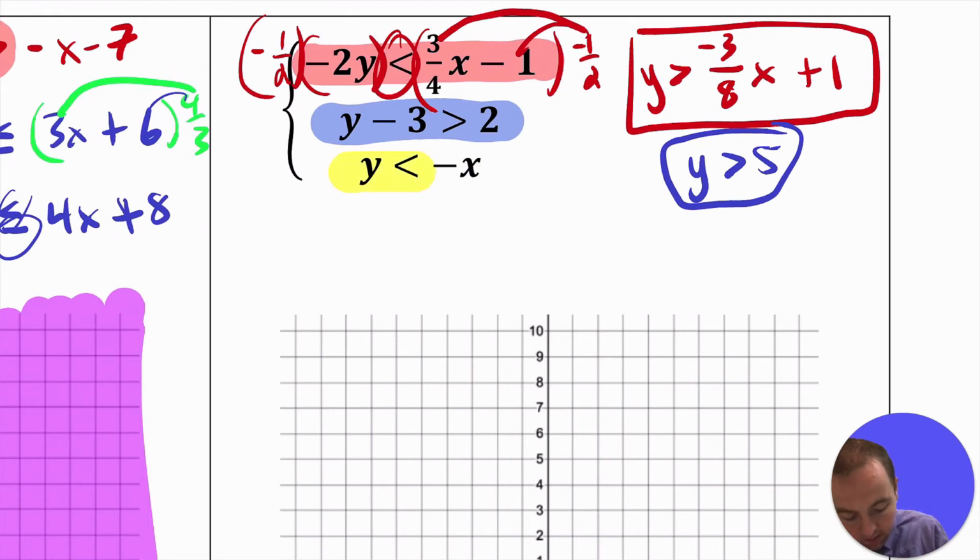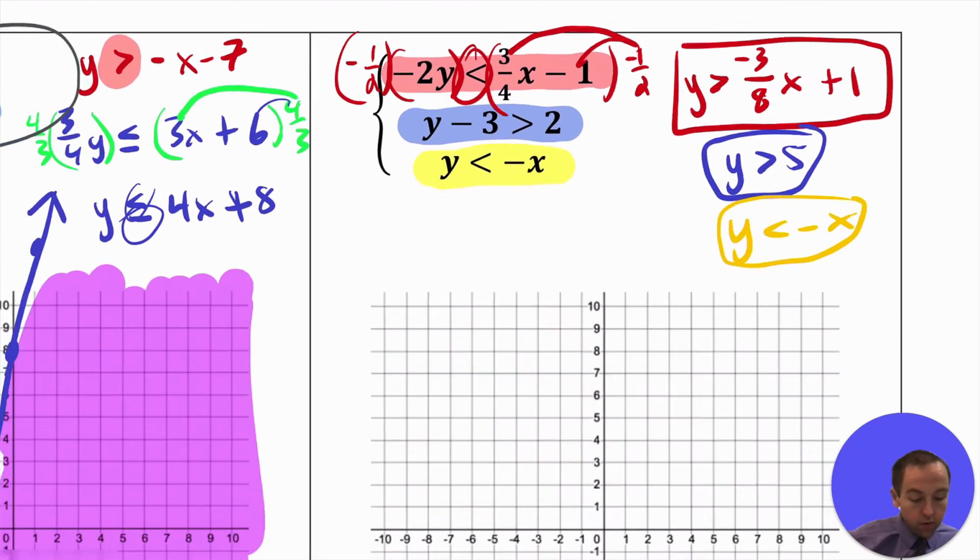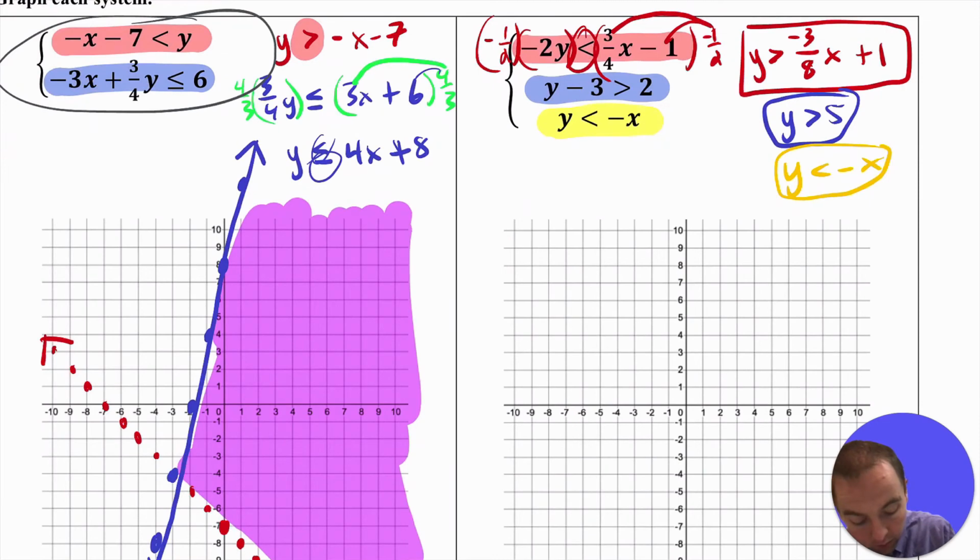Get the right thing there. Okay. Actually, y is alone right there, so we can just leave that as y is less than negative x. Okay, so if we graph each of those 3 conditions, we'll start with the first red one right there.